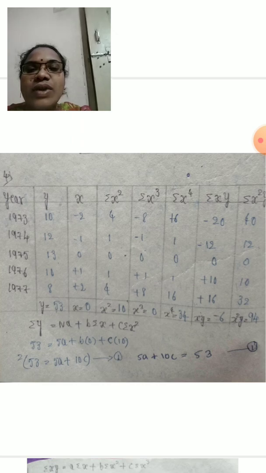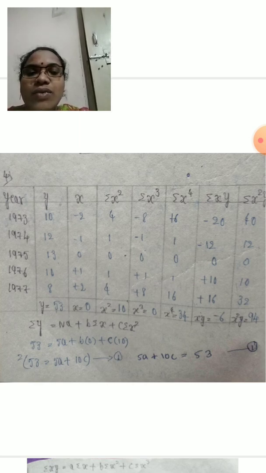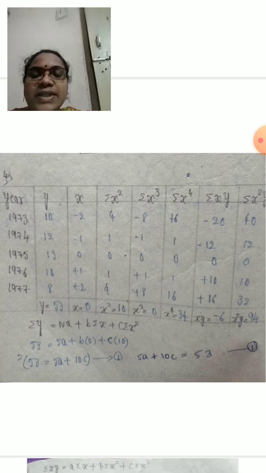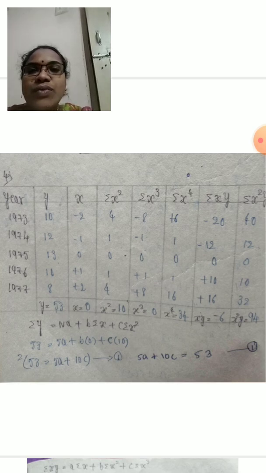X square: 2 twos are 4, 1 one is 1, 0, 1, 4. Sigma x square is 10. Sigma x cube: -8, -1, 0, 1, 8. The total of sigma x cube is 0. Sigma x power 4: 16, 1, 0, 1, 16. The total of sigma x power 4 equals 34.